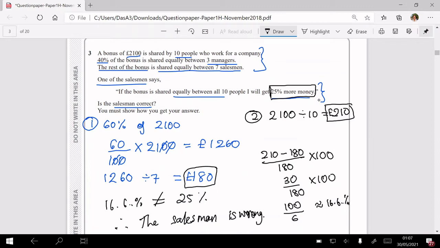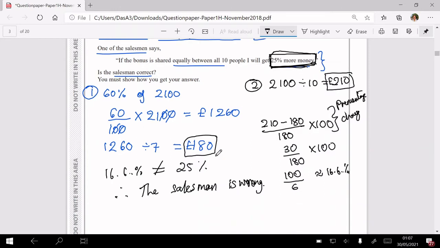So I used the percentage change equation here. It's always good to mirror the question's language. So it's always good to do it in percentage if they have told you in percentage in the question, so that you can straight away prove someone wrong or right. So that's pretty much it for this question. Let's move on to the next one.